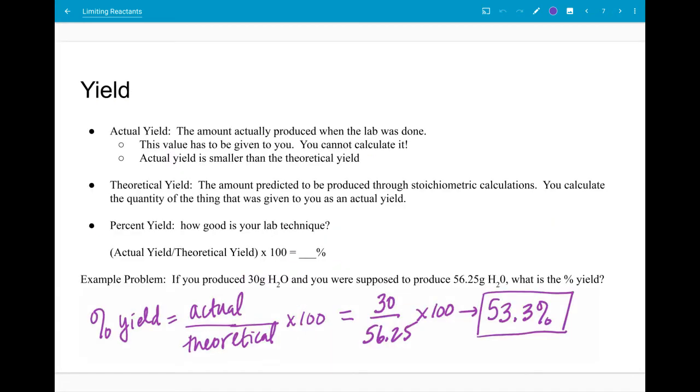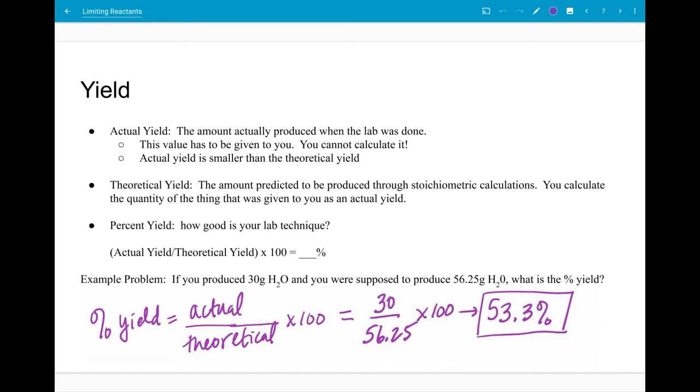Okay. One other part is the yield. So the actual yield is the amount actually produced when the lab was done. This value would have to be given to you. You can't calculate it, or maybe you can find it in a lab situation. Theoretically, this should actually be larger than your actual yield, unless you have some major source of error, like a sample isn't totally dry. The theoretical yield is the amount predicted to be produced through stoichiometric calculations.